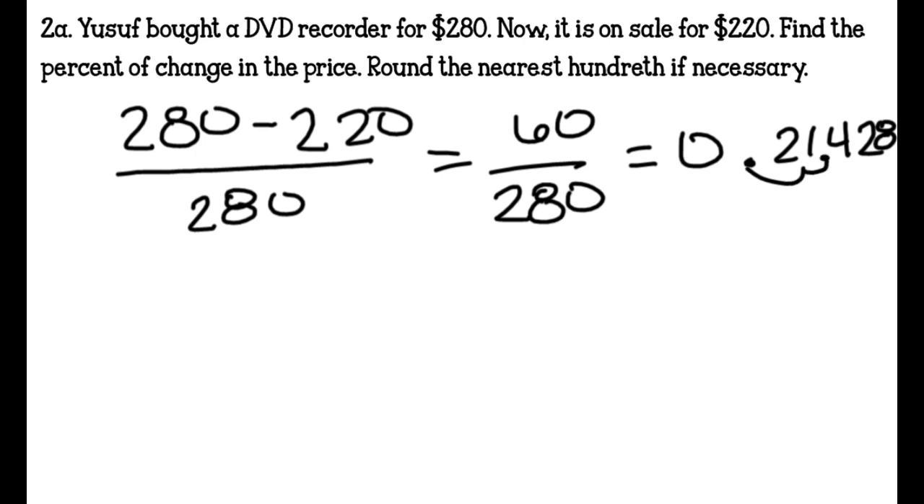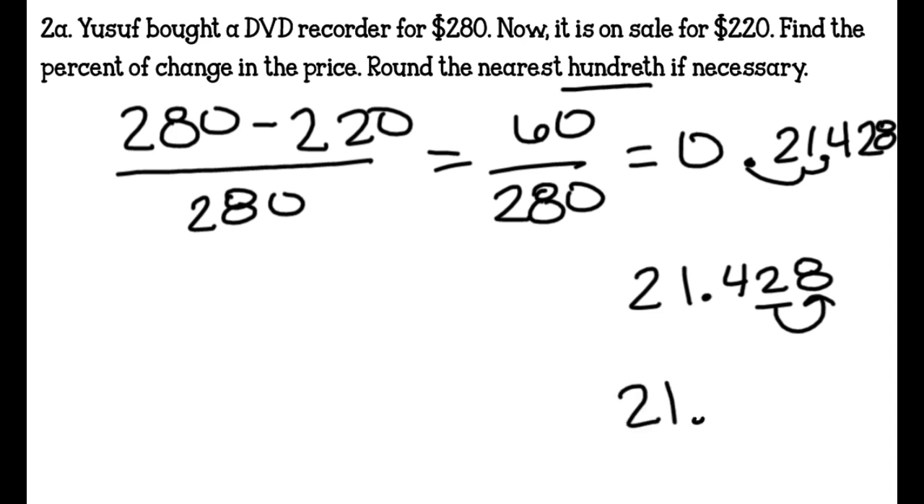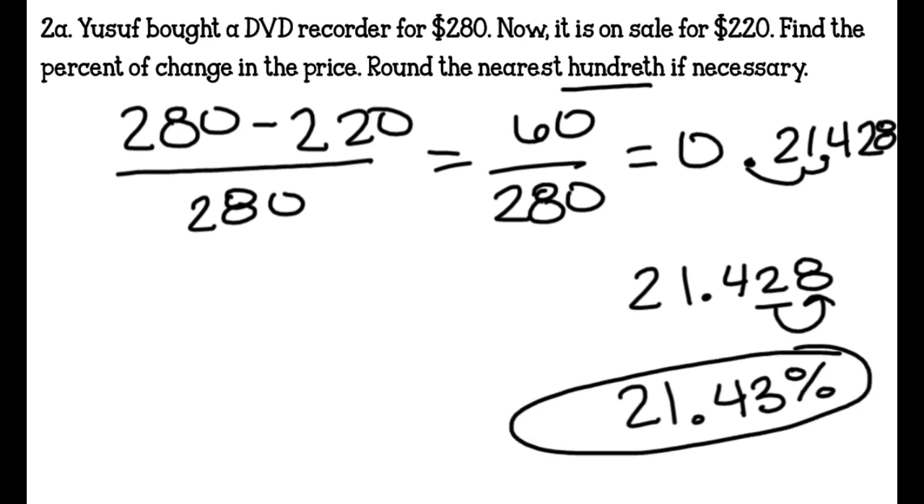So I'm going to move it over 2 because we're talking about a percent of change. So we have 21 and 428 thousandths, but it says to round to the nearest hundredth. So the 2, look to the 8. The 8's going to make the 2 become a 3. So it's going to be 21 and 43/100ths%.